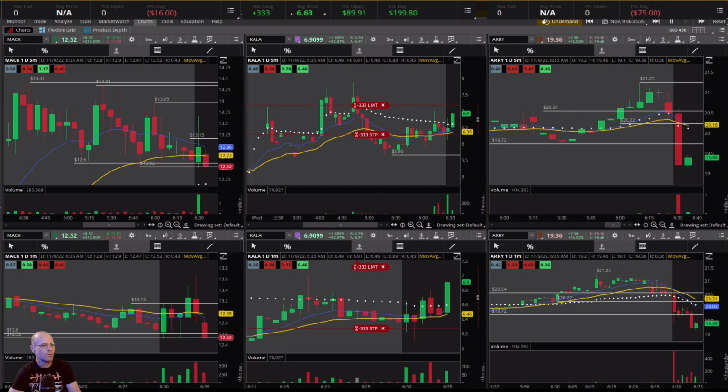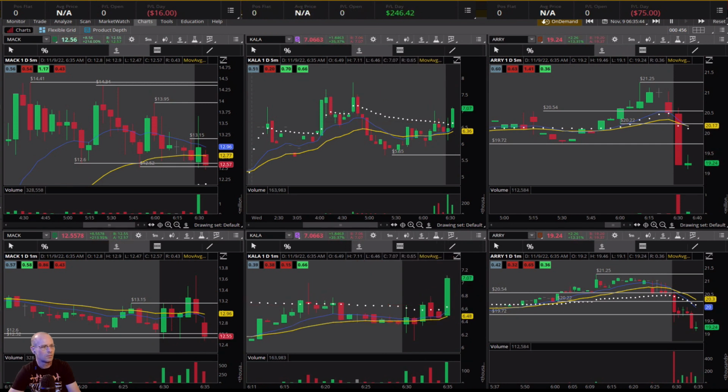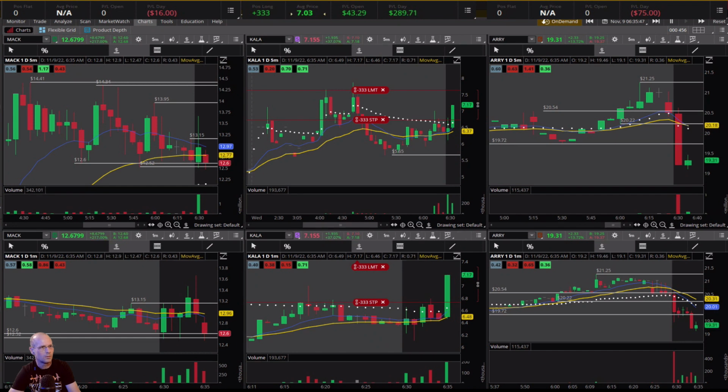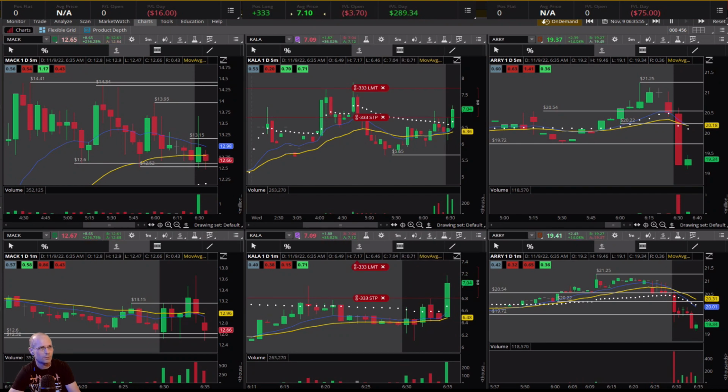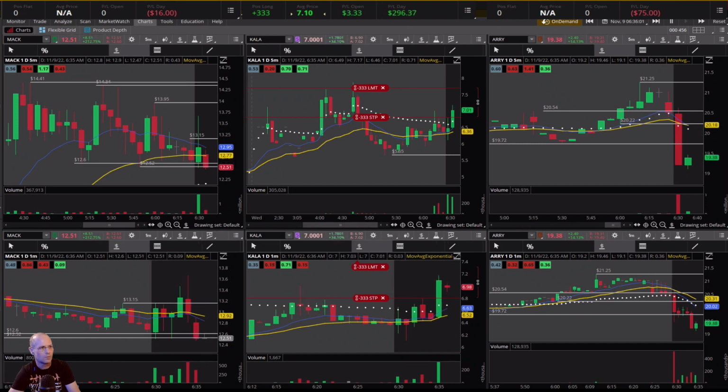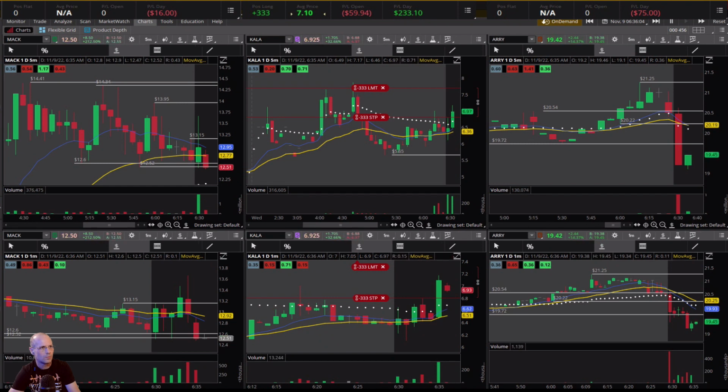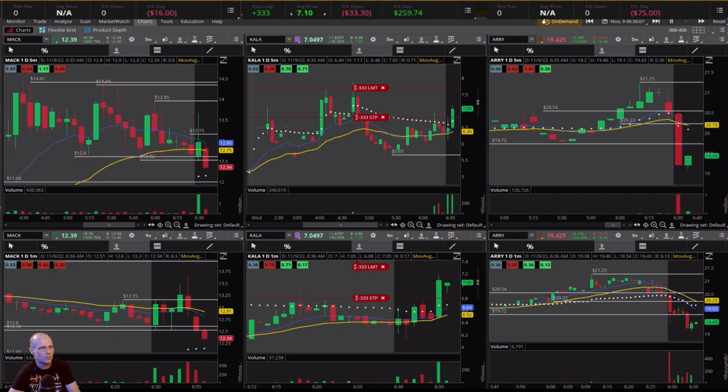Selling half. Selling the rest there. Sell, look for a dip. Sell again. Let's look for another dip. Is it halted? Not yet. Let's see if it's going to get halted here. It's really whipping around, isn't it?